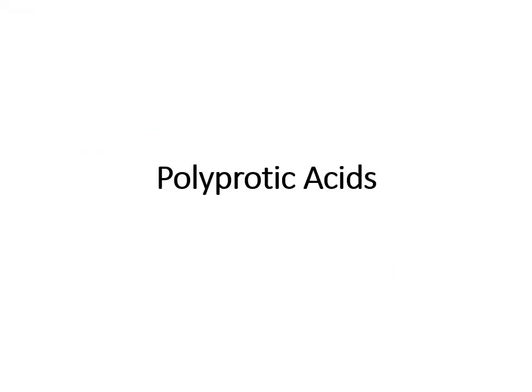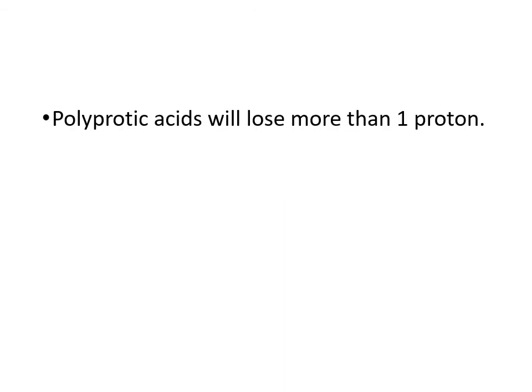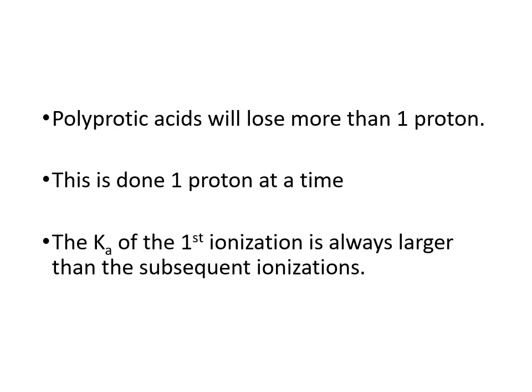All right, quick note on polyprotic acids, and essentially, you're going to think about them for a little bit and then realize that they're not as hard as they seem to be. So polyprotic acids will lose more than one proton, but we're going to treat this as if it happens sequentially, one proton at a time. And so therefore, if it's going to be losing one proton, there'll be a Ka for the loss of that one proton. And so it'll be the first Ka, so the first ionization.